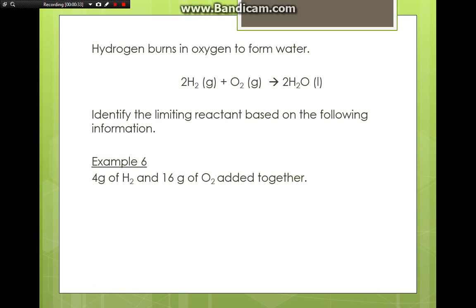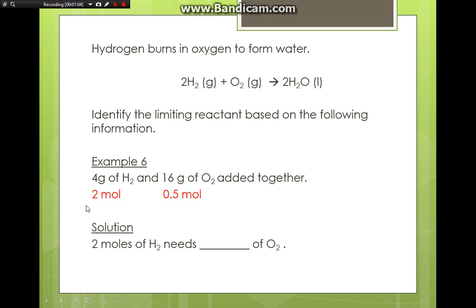Converting them to moles requires us to divide the mass by their relative molecular mass, by their Mr. So 4 grams of hydrogen and 16 grams of oxygen will be 2 moles and half a mole respectively. Now that we have converted them to moles, we will do our statements as per usual.